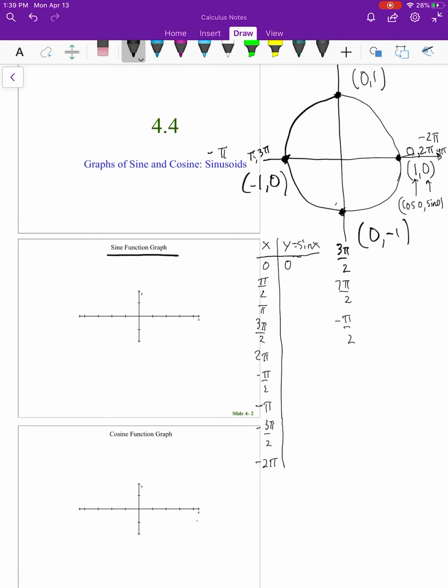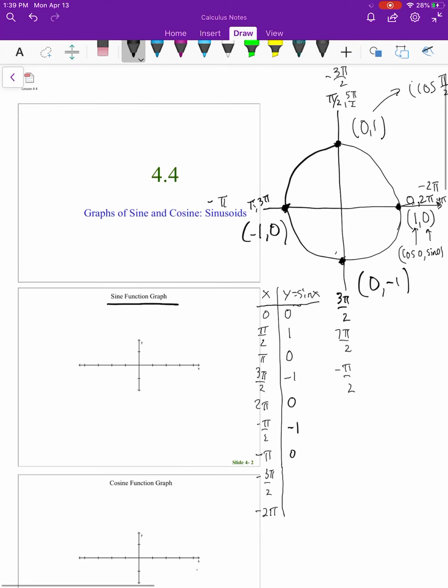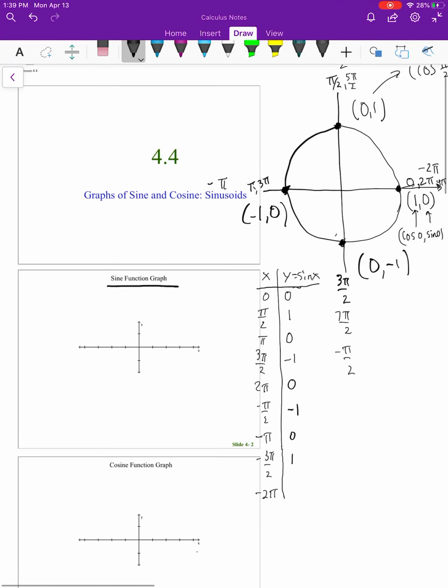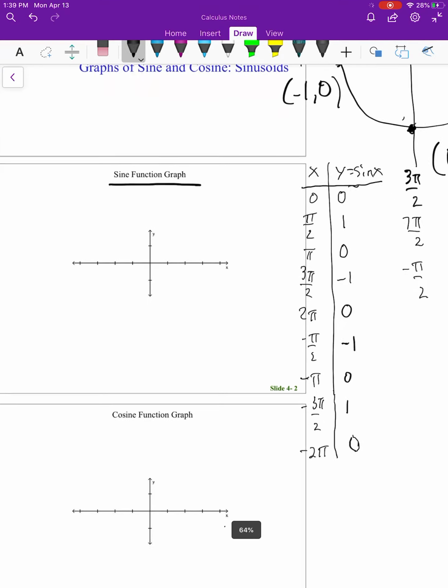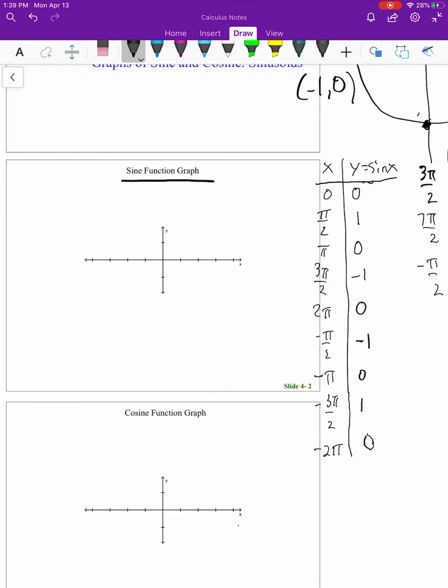So now, at 0, we can see that the sine is 0. At pi over 2, your sine is 1. At pi, your sine is 0. At 3 pi over 2, your sine is negative 1. At 2 pi, you're back to 0. Now, if we were going in the negative direction, the sine of negative pi over 2 is negative 1. The sine of negative pi is 0. The sine of negative 3 pi over 2 is 1. And the sine of negative 2 pi is 0.